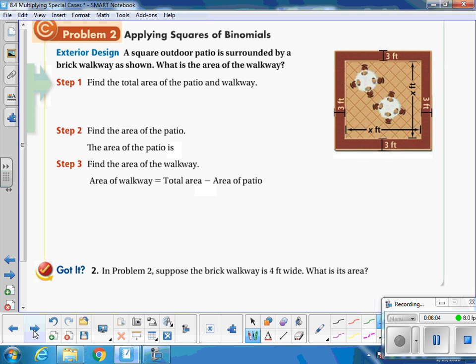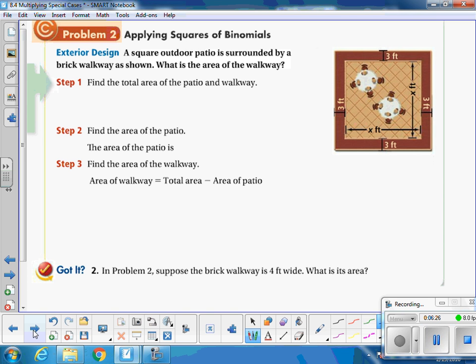So let's go ahead and apply the squaring of binomials. It's just not something we do, but it does show up. A square outdoor patio surrounded by a brick walkway is shown. What is the area of that walkway? So first of all, we have to find the total area of the patio and that walkway. So the area of that is, let's look at a few pieces here.